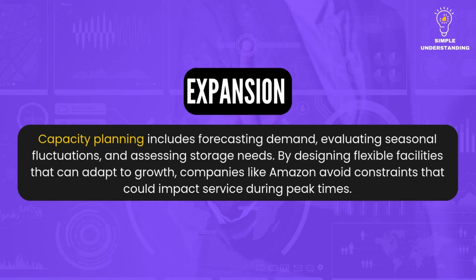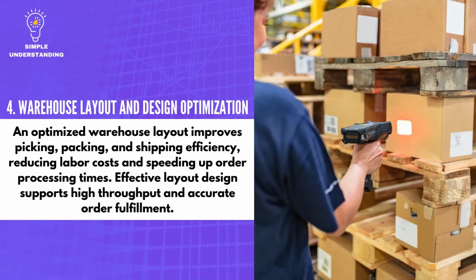Expansion. Capacity planning includes forecasting demand, evaluating seasonal fluctuations, and assessing storage needs. By designing flexible facilities that can adapt to growth, companies like Amazon avoid constraints that could impact service during peak times. 4. Warehouse layout and design optimization.